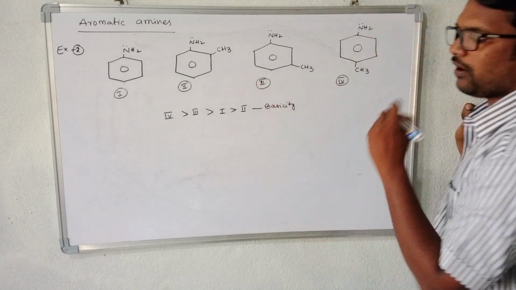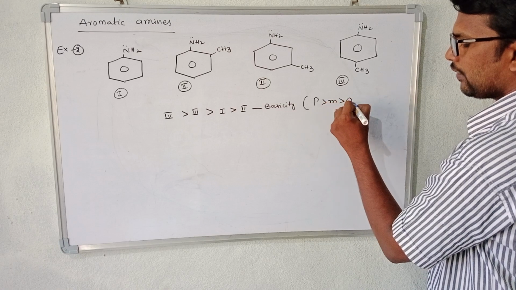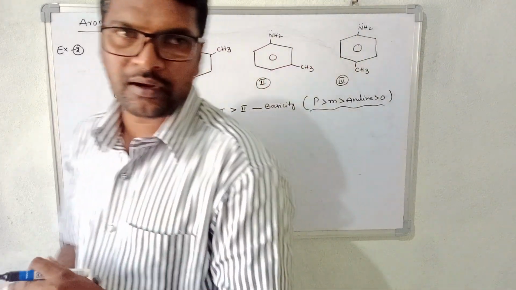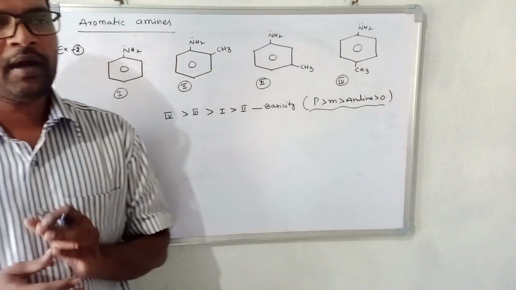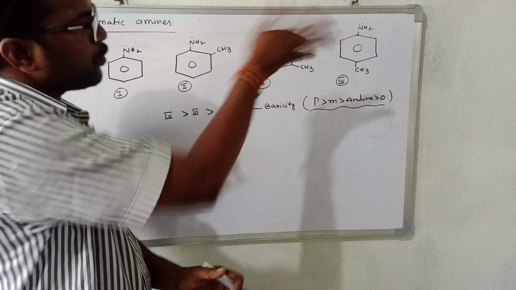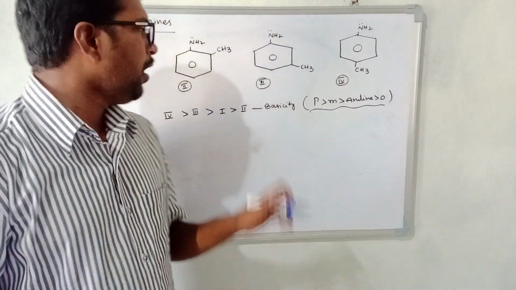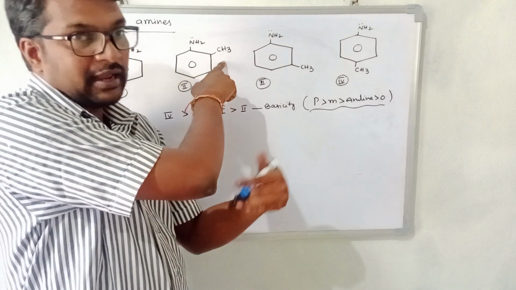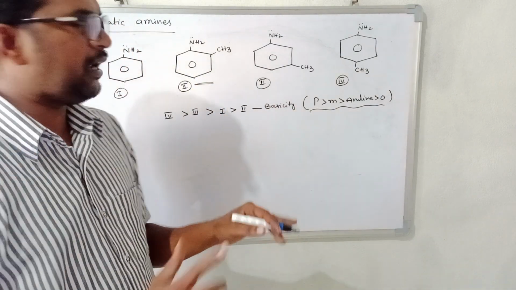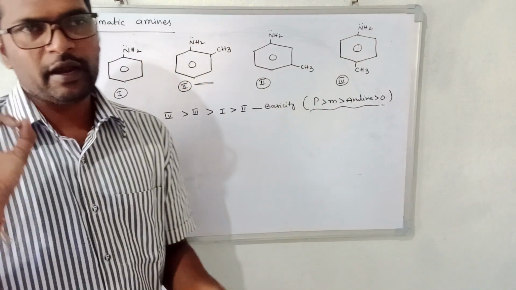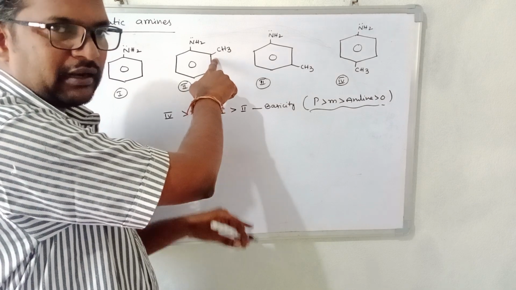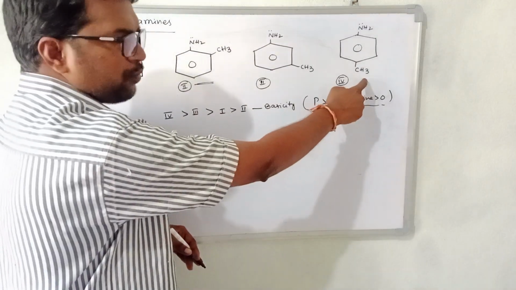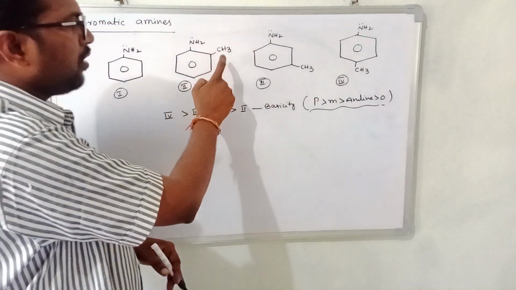So when you write the basicity order for toluidine, para is greater than meta, greater than aniline, and the least one is ortho. This is the order you remember. Whenever a plus IE group is present, para is the most basic. And remember, whenever any substituent is present on aniline, whether an electron donating or electron withdrawing group, the ortho compound is always the least basic. Remember this point. If a plus IE group is present, para is more basic, after that meta, and next aniline, and ortho is always less basic.